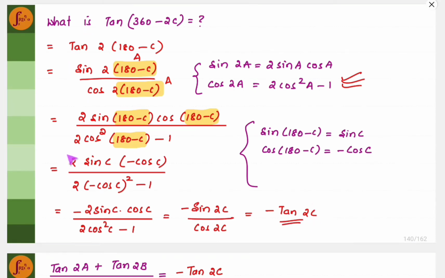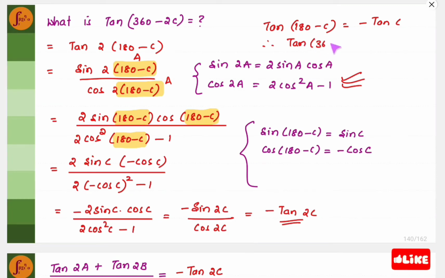So we don't have to do all of these steps. This is just for your understanding as to how we said that tan 360 minus 2C is tan 2C. It's enough if you remember that tan 180 minus C is minus tan C. Therefore, tan 360 minus C is minus tan 2C, because 360 minus C is nothing but 2 into 180 minus C. You can write it as minus tan 2C.